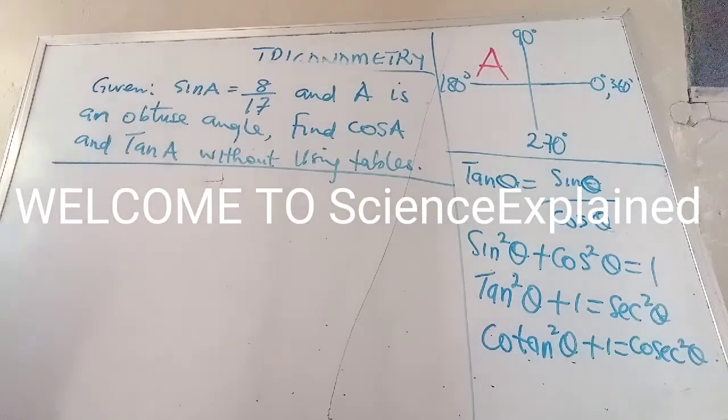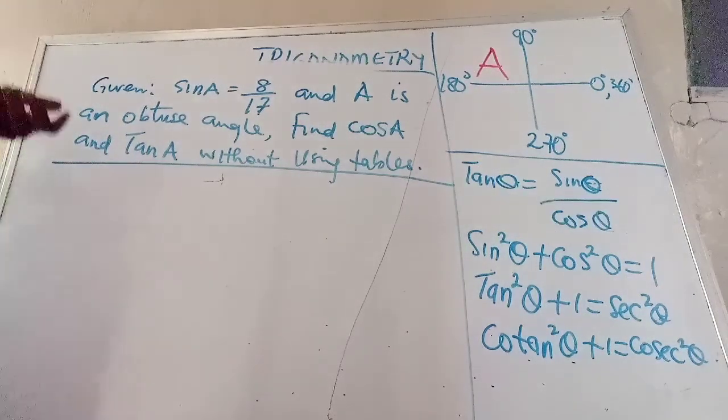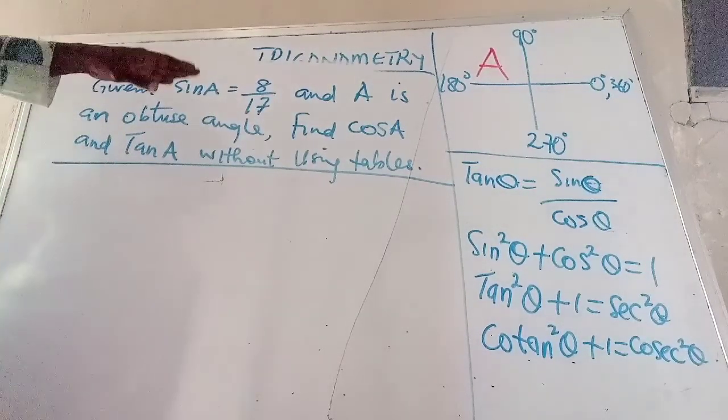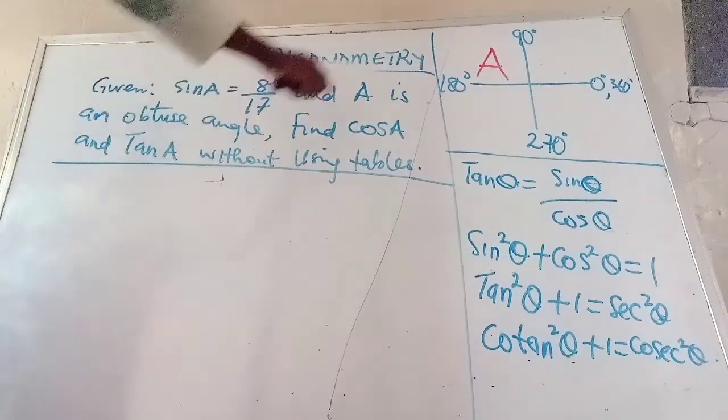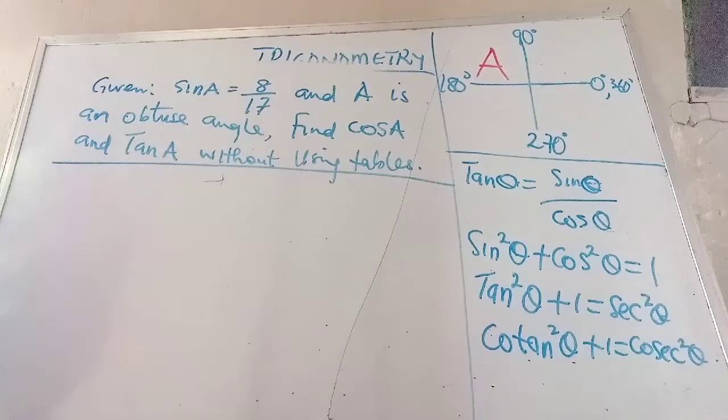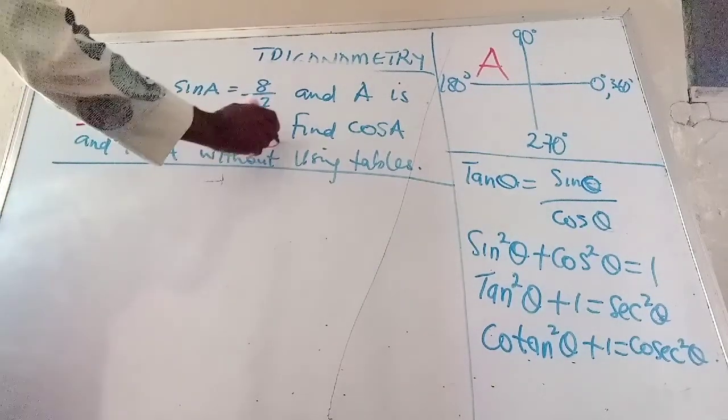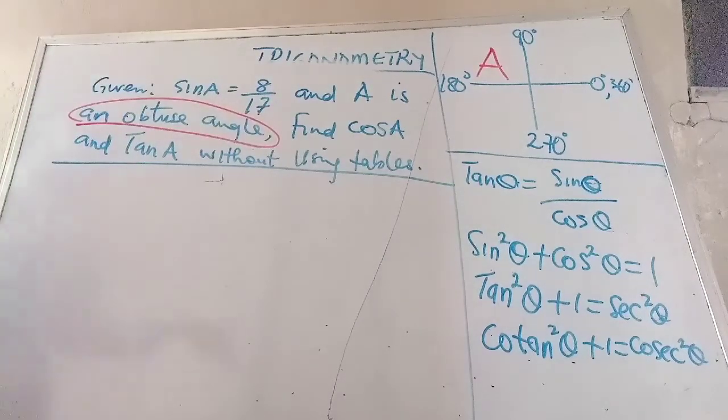Okay, we want to solve some problems on trigonometry. Now, we are given the value of sine A to be 8 over 17 and A is given to be obtuse. What does that mean? An obtuse angle is an angle which is greater than 90 but less than 180.